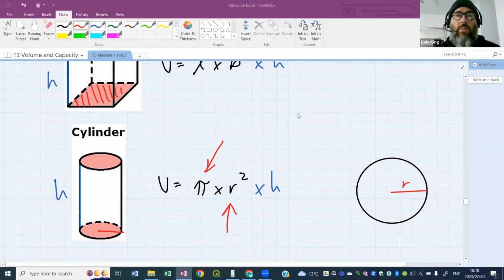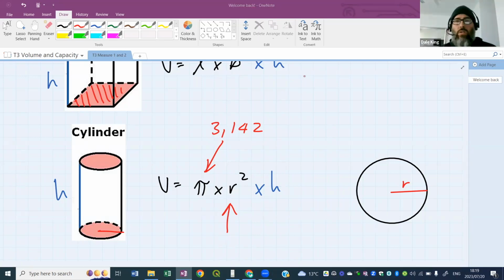What value? 3.142. Ben's already there. 3.142. All right, that is the usual value for pi that the examiner will give you for pi.